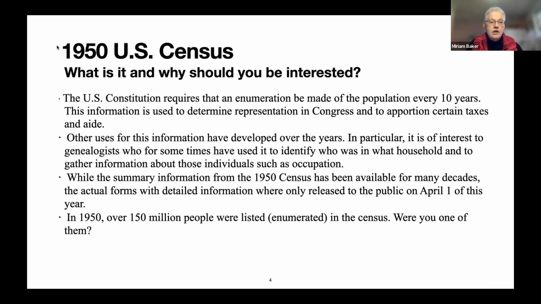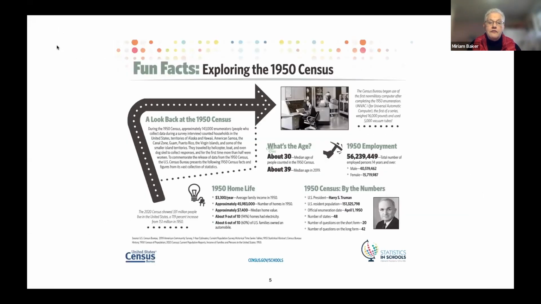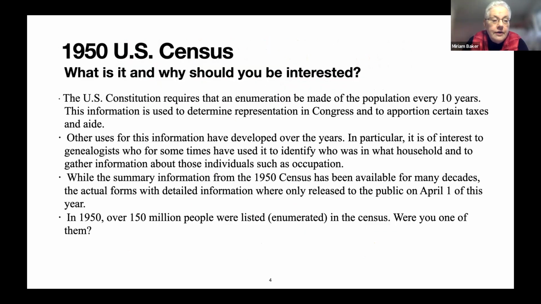Sorry. So here are a few fun facts about the 1950 census. There are approximately 45 million homes, and the population was 151 million. And one thing that's different from now is the percentage of women who worked in the census, et cetera, et cetera.